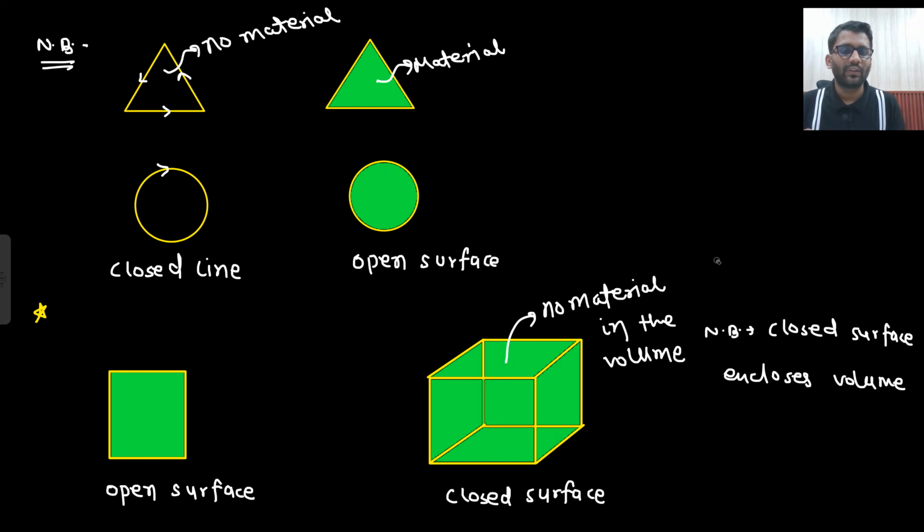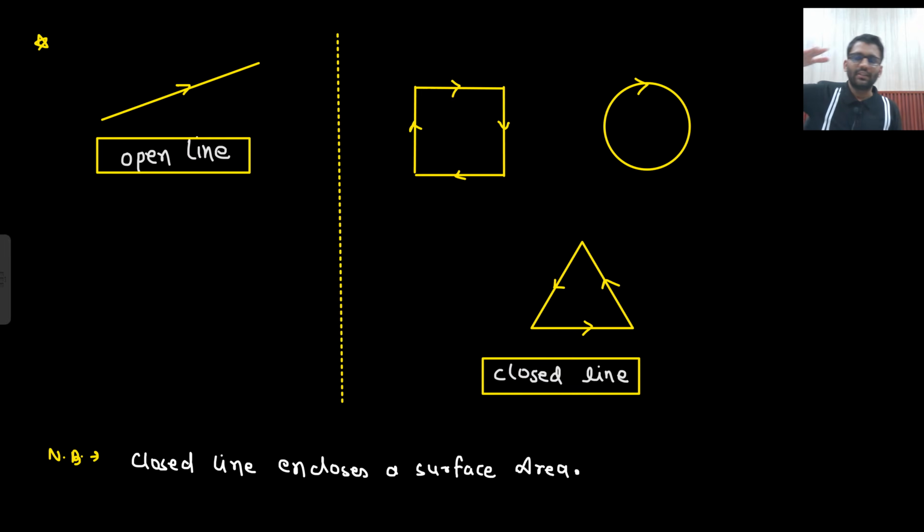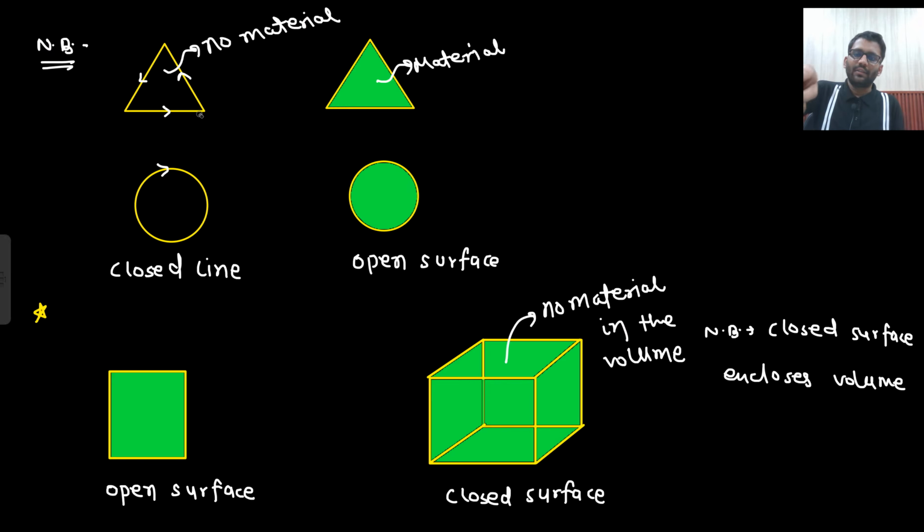Okay, so there are a lot of examples. I hope you must have understood. This was an open line. This became a closed line. This was an open surface. When you made 6 surfaces like this, that became a closed surface, and a closed surface is enclosing some volume. That's it. Is that clear to you? We will take more examples, and it will become more clear. No need to worry about that.